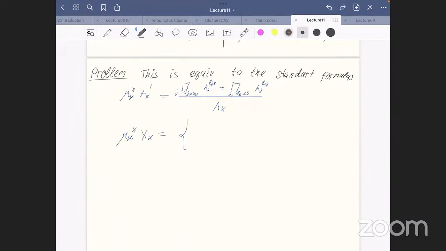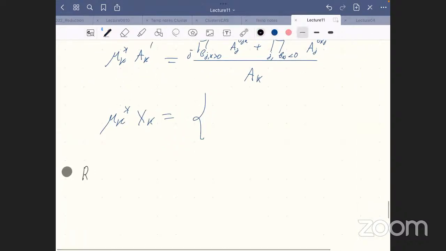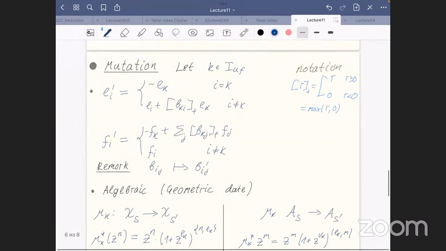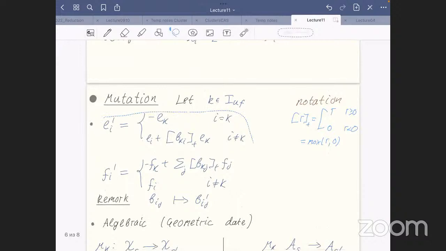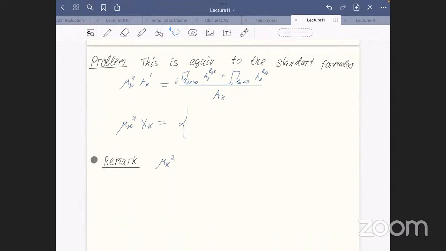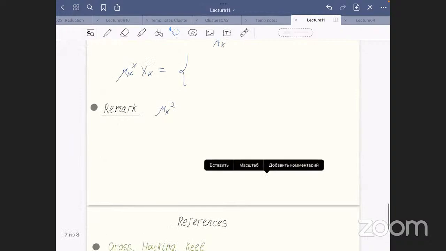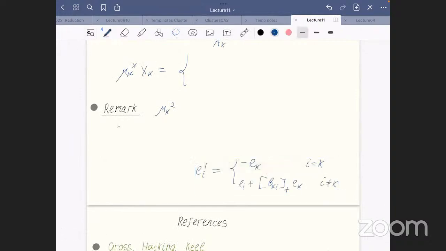Maybe some remark. We can compute k squared. Let us look at the combinatorial part. Okay, here is a formula for k. Let me put how it acts. So, first of all, what it does with ek. Ek goes to minus ek, and then goes to ek.